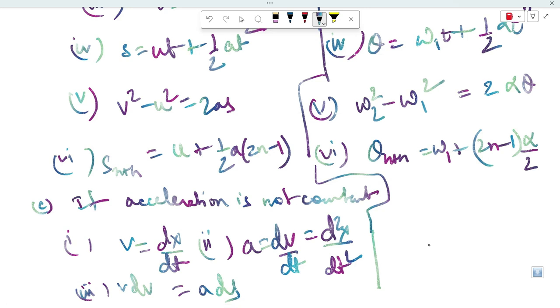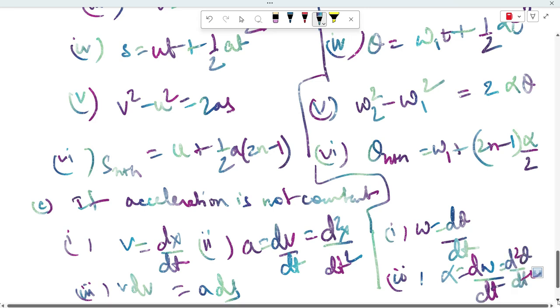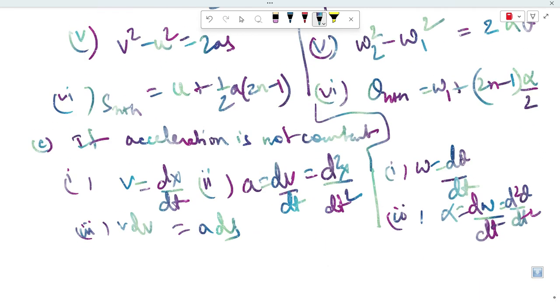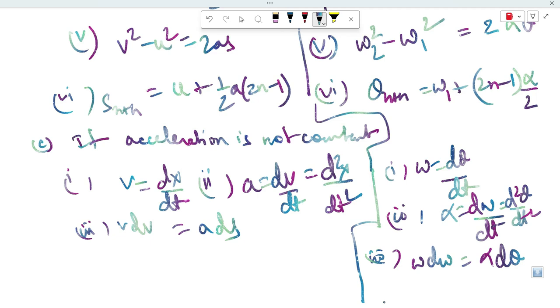Similarly, for rotational motion I can write omega is equal to d theta by dt. Secondly, alpha is equal to d omega by dt, or d square theta by dt square. In the third point, just as v dv equals a ds, I can write in rotational motion omega d omega equal to alpha d theta.